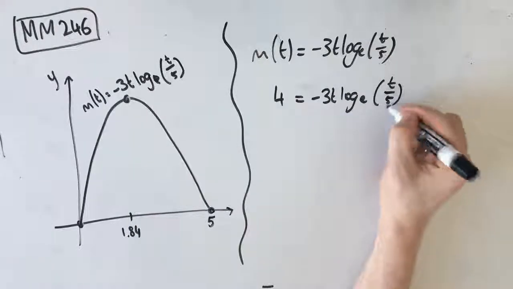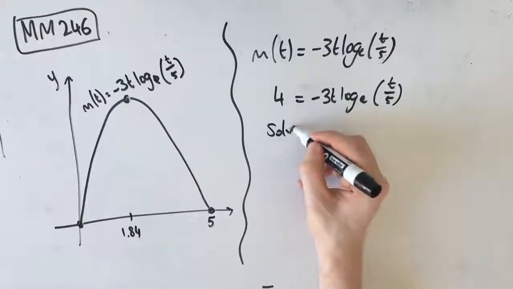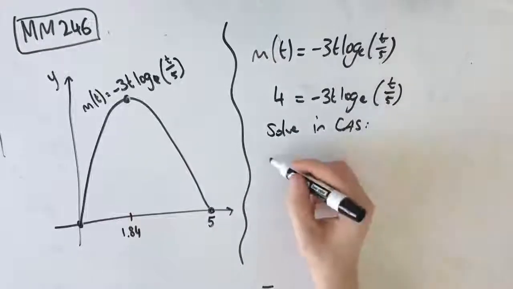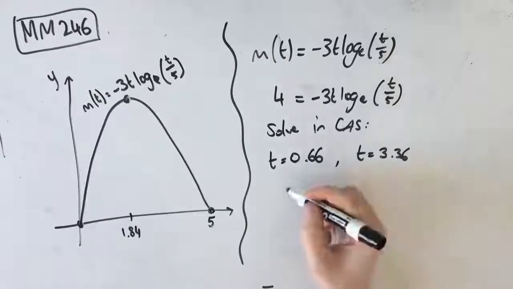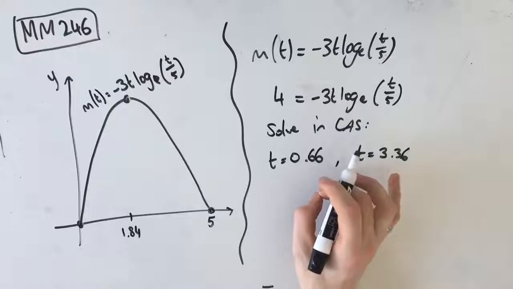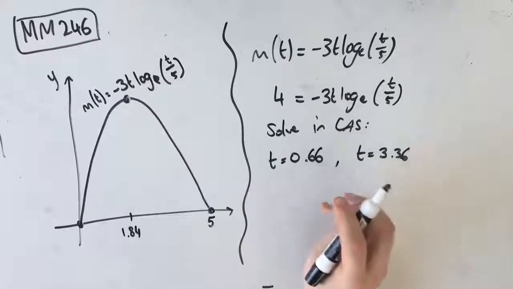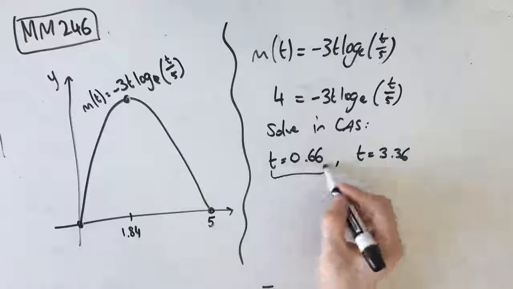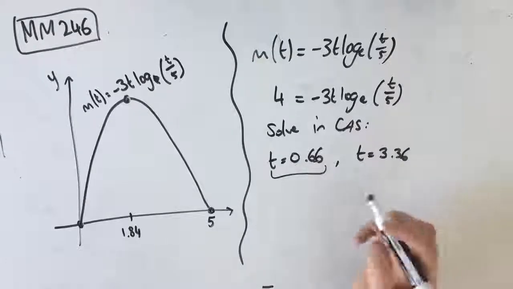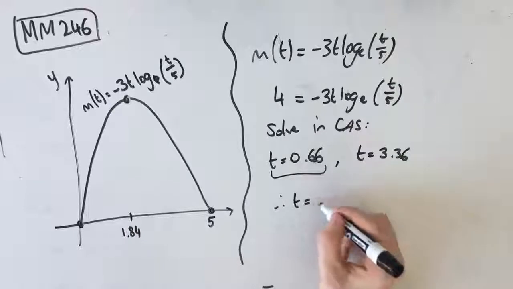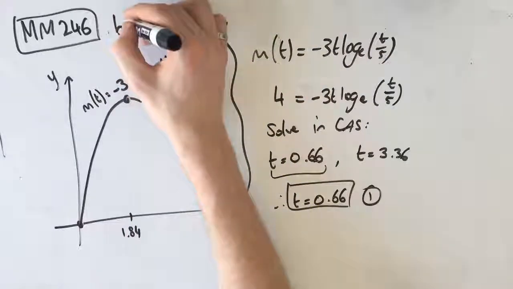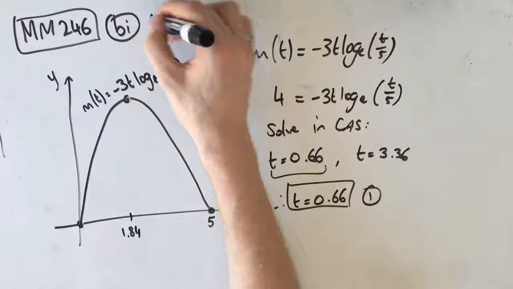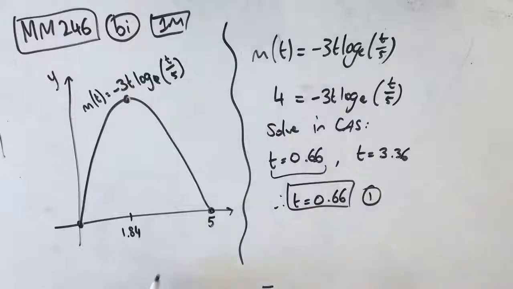So from here we can solve in CAS. This gives us t equals 0.66 and t equals 3.36. Now, the question asks us for the value when it first reaches 4 hairs per square inch. So t equals 0.66 is less than this, so that's going to be our first time it reaches it. So therefore, t equals 0.66. That's our first and only mark for part B, which was just 1 mark. And that's it. So we just let our m equal 4 and then we solve for t based on that.